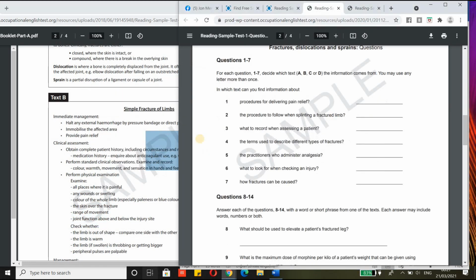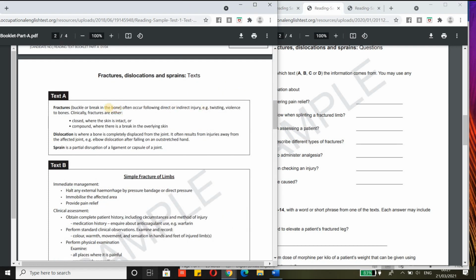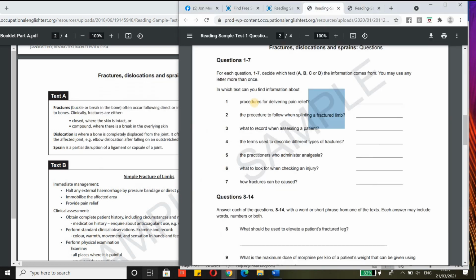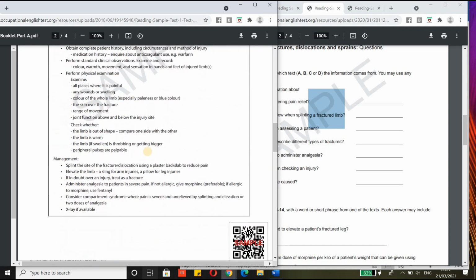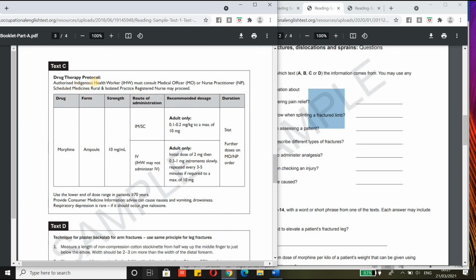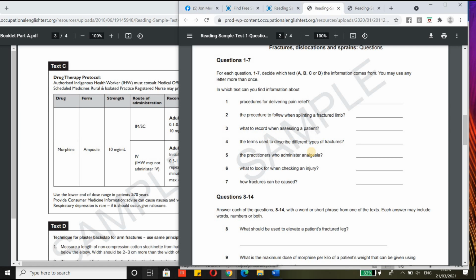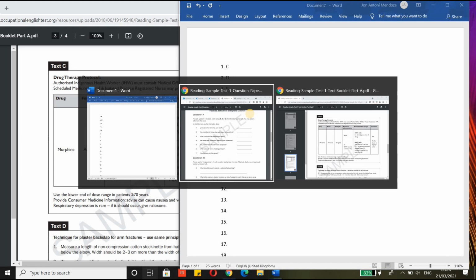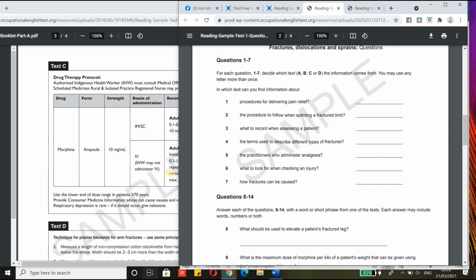And then number 4, terms used to describe different types of fractures. Normally definitions and types are grouped together. So direct or indirect fractures, that might be the one. So okay. 5. The practitioners who administer analgesia. So we go to the medication part. So health worker, medical officer, nurse practitioner. Text C. And then number 6. What to look for when checking an injury.